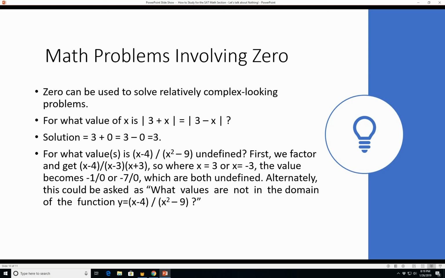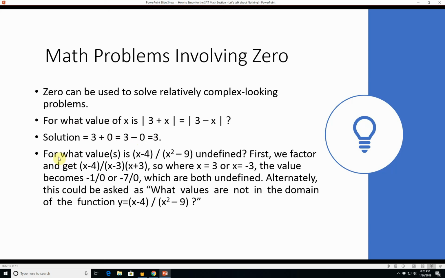Okay, so here are some math problems involving 0 that you might find on the SAT or the ACT. First of all, 0 can be used to solve relatively complex-looking problems. If you know the properties of 0, you can make these problems very easy. For example, for what value of x is the absolute value of 3 plus x equal to the absolute value of 3 minus x? Well, the solution would be 3 plus 0 is equal to 3 minus 0, which is equal to 3. So you can see that adding 0 to any other number is the same as subtracting 0 from that number. It doesn't change anything.